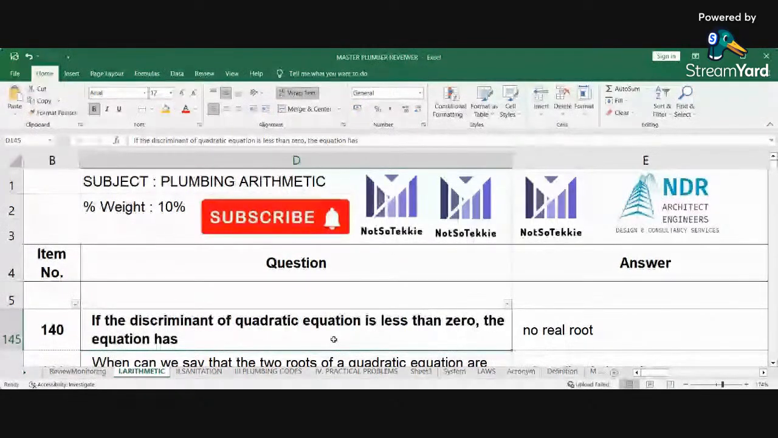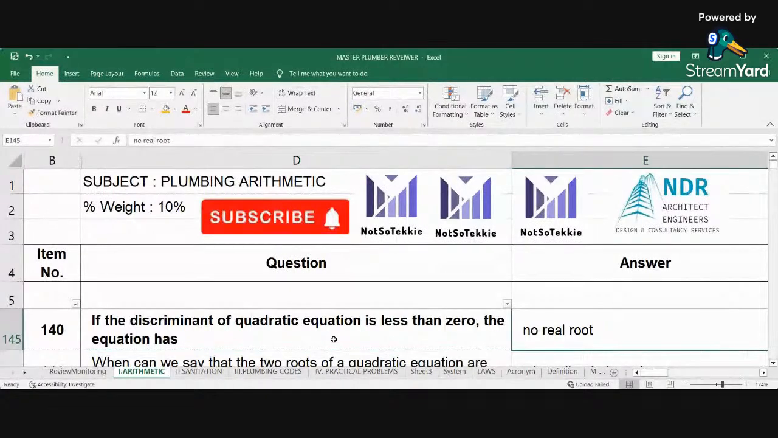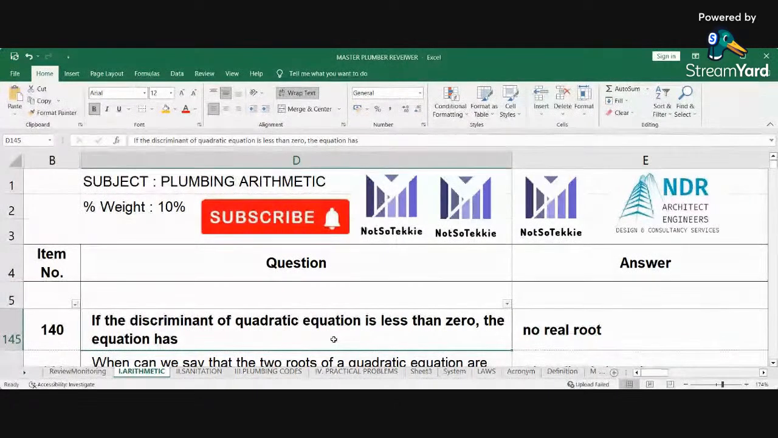140. The discriminant of a quadratic equation is less than 0. The equation has no real roots. The answer is no real root. If the discriminant of a quadratic equation is less than 0, the equation has no real root. The answer is no real root.